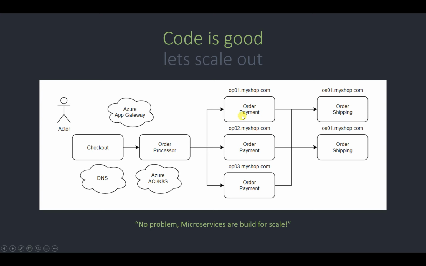So we have quite a complex chain of dependencies here, and each one, apologies, that should be order shipment 02, but you get the point, 1 and 2. But now the order payment system needs to be aware of the two different order shipment systems. The order processor needs to be aware of the three different order payment systems.